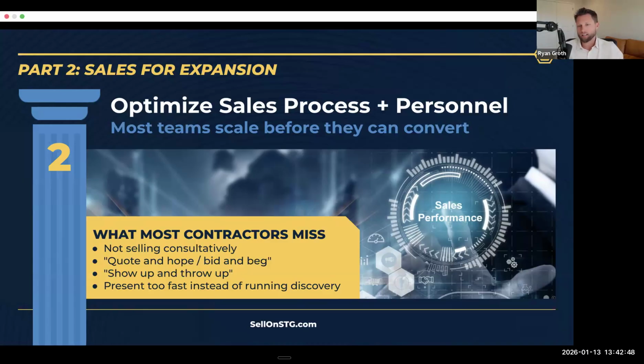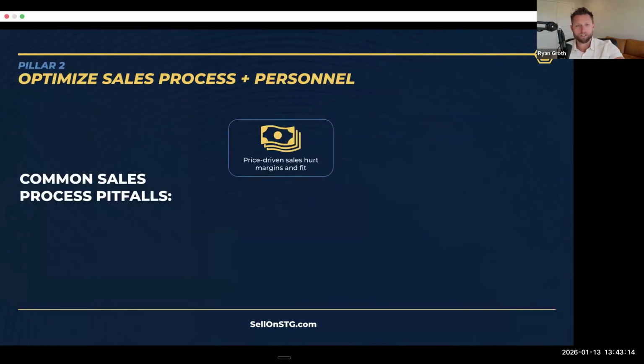And that's the kind of stuff that needs to change: let's create a culture and a standard around a great sales process and a skill set that is unmatched. And then let's scale that, versus let's just scale some average, below average sales process. People do that all the time. They present too fast. They don't do a lot of discovery and qualifying well. And yeah, it's not ideal. So a lot of contractors miss that.